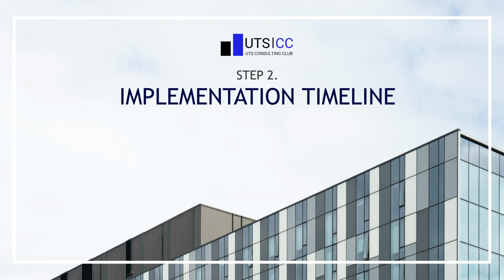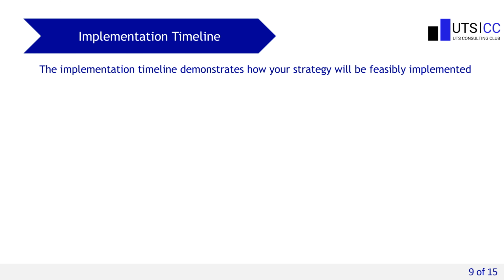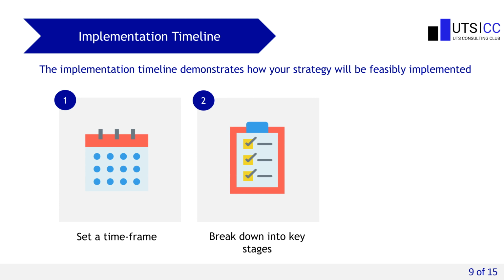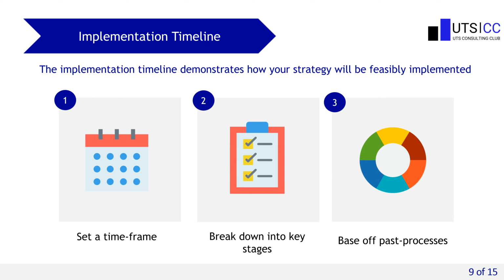Now you have quantified the financial impact of your strategy, it is important you demonstrate how your strategy will be implemented on an operational level. This will help the judges determine the feasibility of its implementation. When creating your implementation timeline, be sure to set a time frame, then break it down into key stages, and base the duration of your steps from past processes. This may mean doing a bit of research into how long these processes have historically taken.